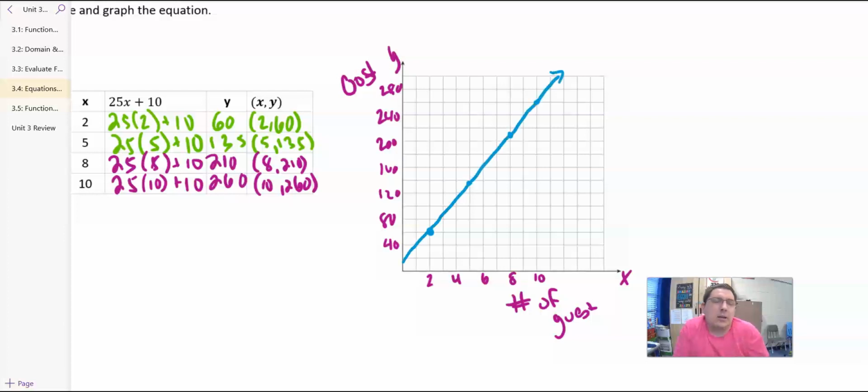Now, again, would a fractional value really be a solution here? Can I have half a person? No. And so we could graph this with just points, but the line shows us all the possible values, and then we could restrict the domain from there.